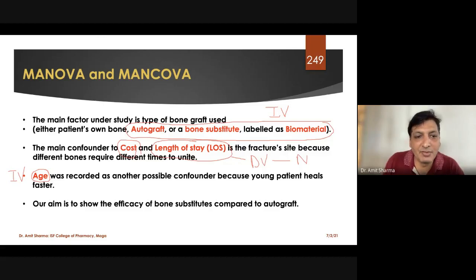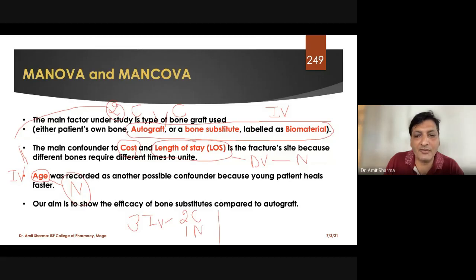But the independent variable age is given in terms of numbers, type of treatment given is a category, and where the fracture has occurred, in which bone, is also given in terms of category. So we have two categorical variables and one numeric independent variable. So three independent variables we are running together. Out of three, two are categorical and one is numeric.